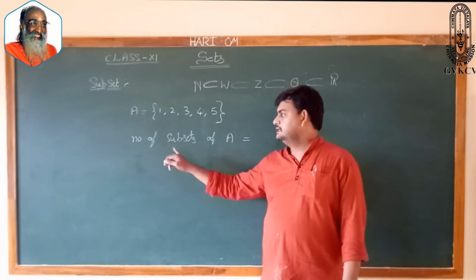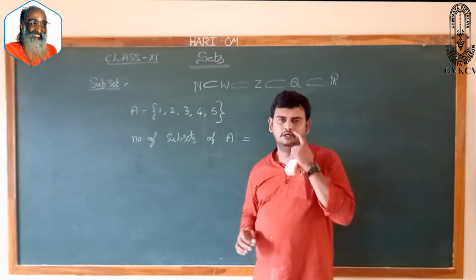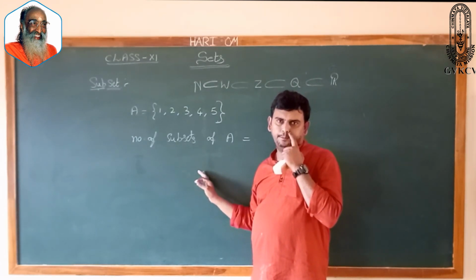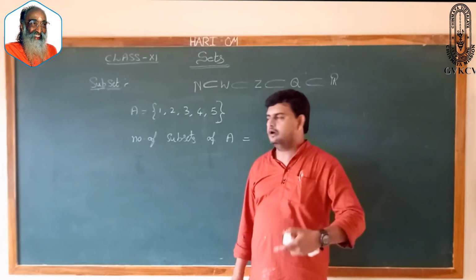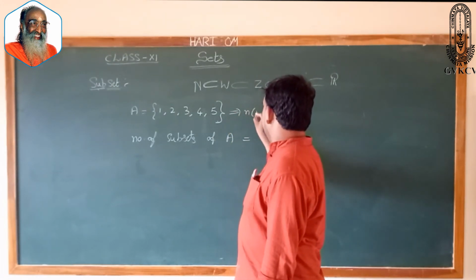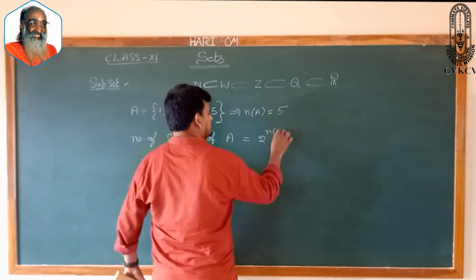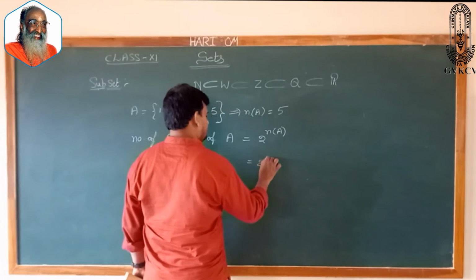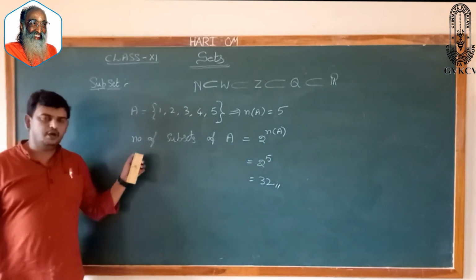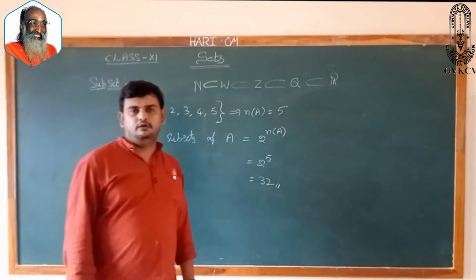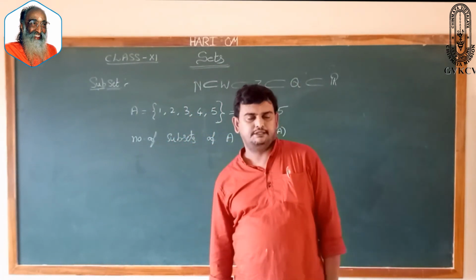Here, the question is number of subsets of A. I want only a number. I don't want all the subsets. Now we have to use the formula. So, n of A, number of elements in A, is equal to 5. The formula for subsets is 2 power n of A, that is equal to 2 power 5, that is equal to 32. Now how many subsets do you have? 32 subsets. If they ask what are they, then you need to list out all the 32 subsets.